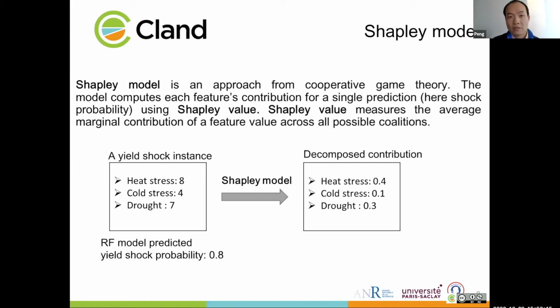Here is a simple example. The random forest model predicted that the yield shock probability is about 0.8. And then the Shapley model can decompose the total shock probability into each climate stress contribution. So we can know which climate stress is the primary contributor for these yield shock events.